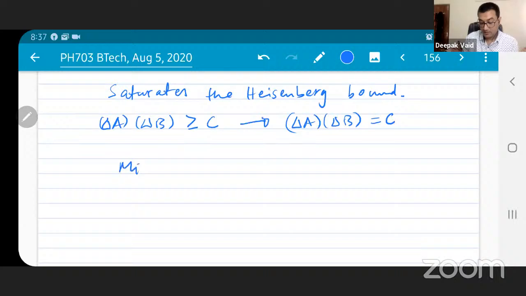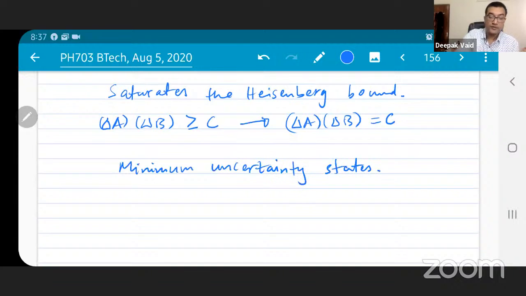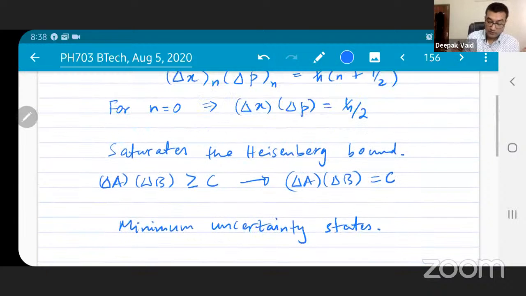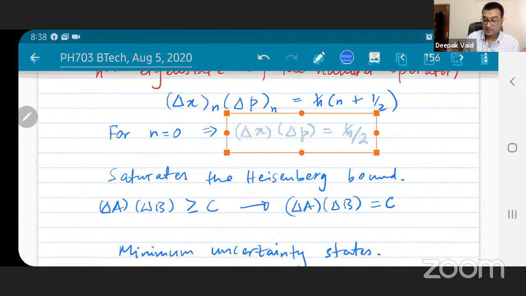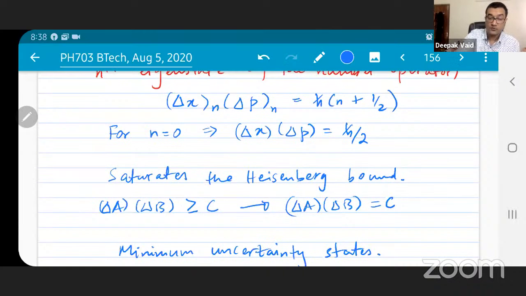So these are minimum uncertainty states, right? You cannot get states which have lesser uncertainty, right? So what we know now is that the ground state saturates this bound, but the other states don't. Excited states don't, right?